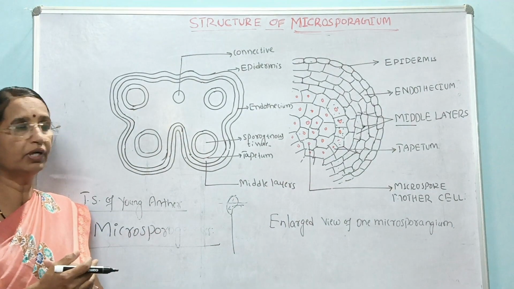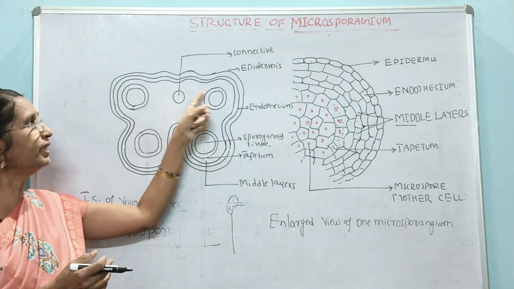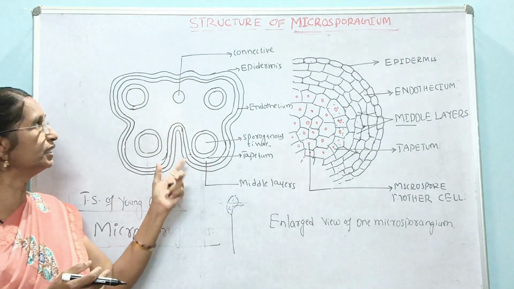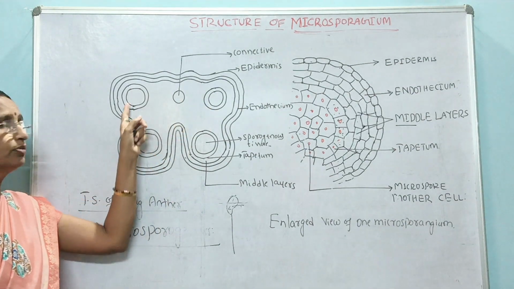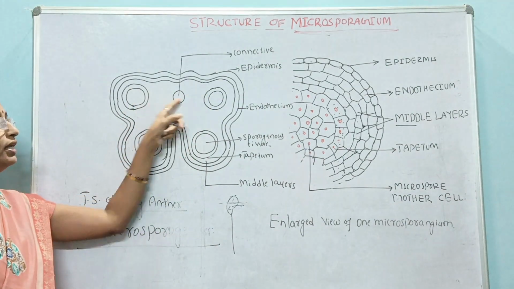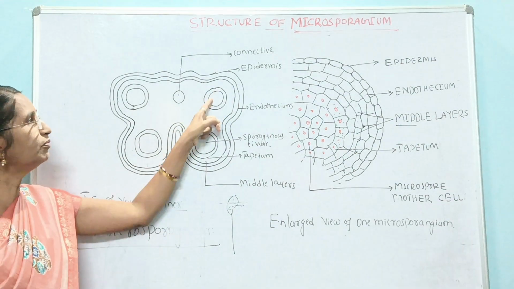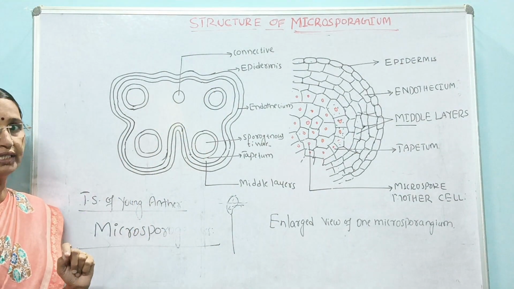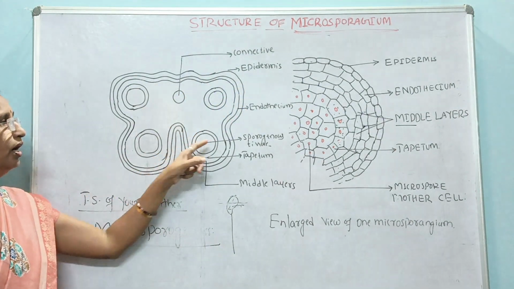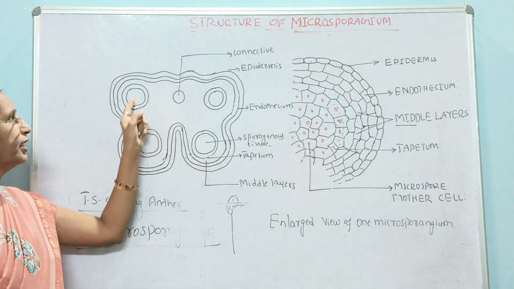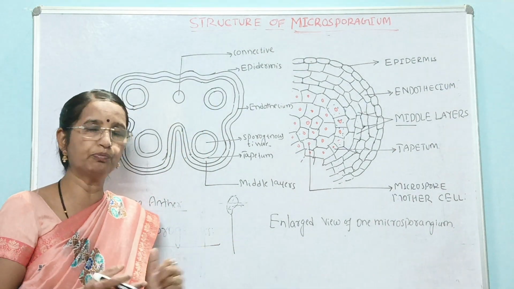One point I have to explain here: the anther is a tetrasporangiate structure. The TS of the anther is circular in outline, but how many microsporangia does it have? There are 4 microsporangia, also called pollen sacs. Within the pollen sacs, a large number of pollen grains are present. And these are the different layers of the microsporangium. Each microsporangium is composed of a large number of microspores.